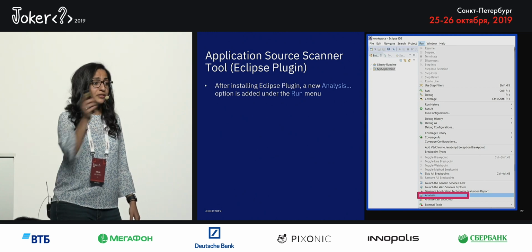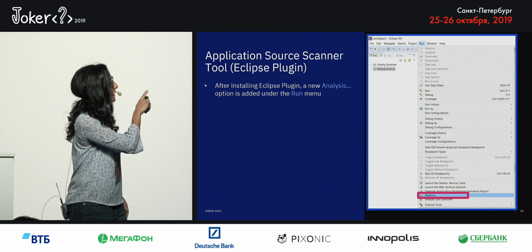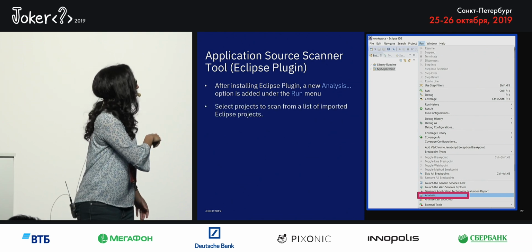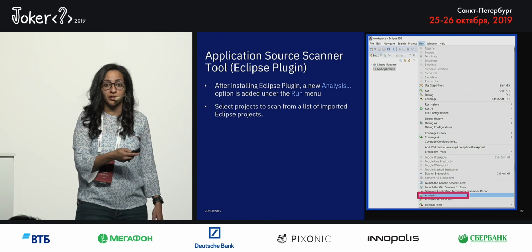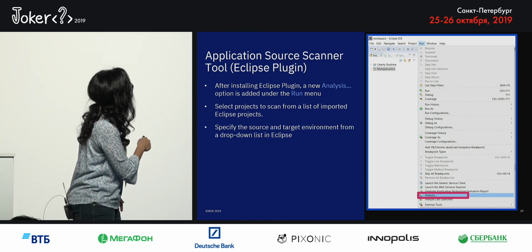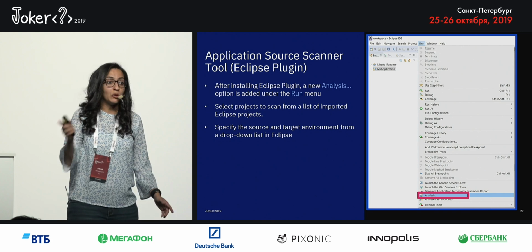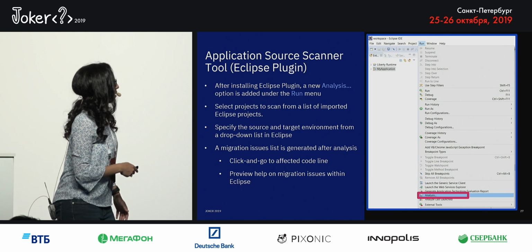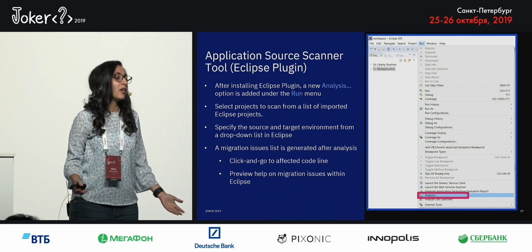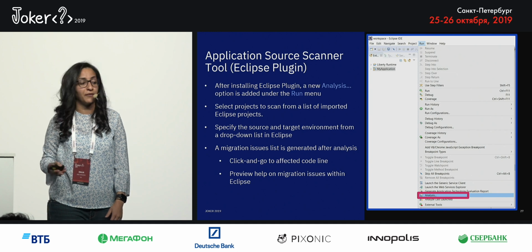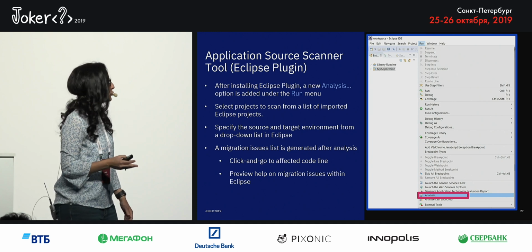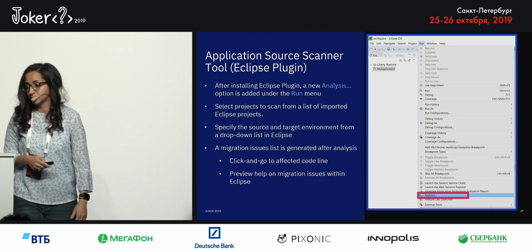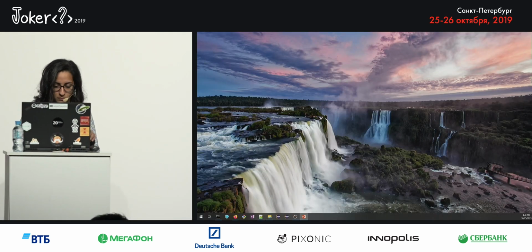How it works is once you install the Eclipse plugin, you're going to have a new option under your Run menu called Analysis. Click on that, and you're going to select the project that you're going to scan, and I'm going to show that in a few minutes. You tell it where you're coming from and where you're going to, just like you did in the binary scanner. Then it's going to produce a list of all the hits for the issues that it found when it looked at your source code. And you can look at the help within Eclipse as well. So let's take a look at that.